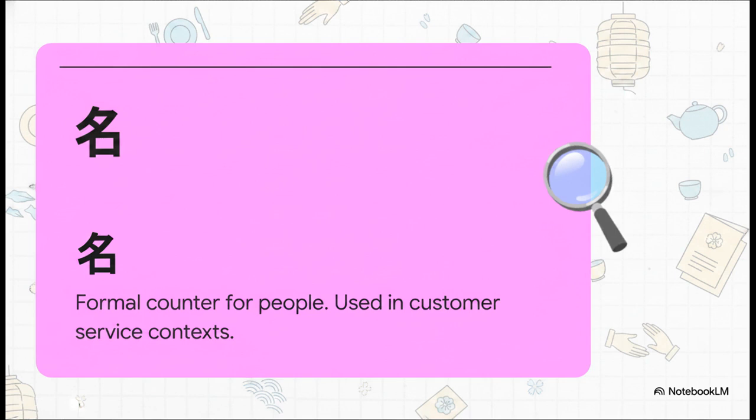So, for 2 people, the staff might say, or you could request, ni mei. It's just the polite, formal version of counting people, specifically used in hospitality.